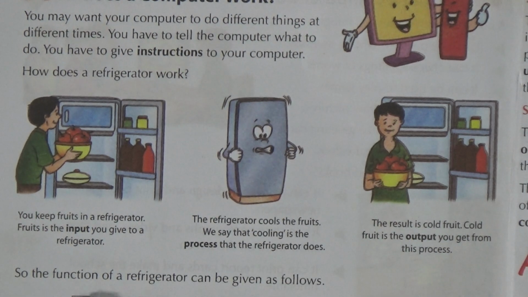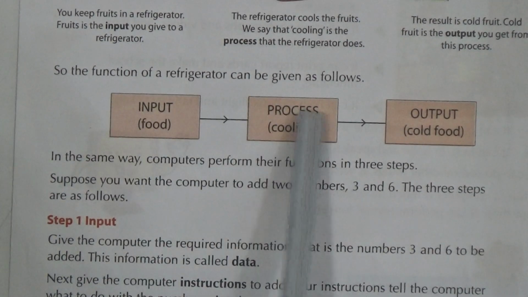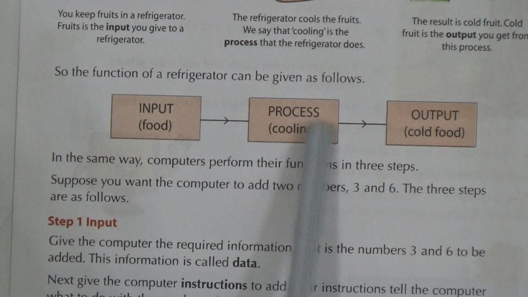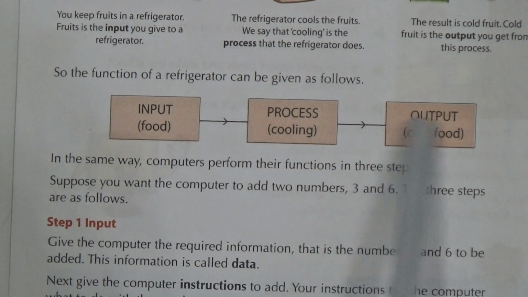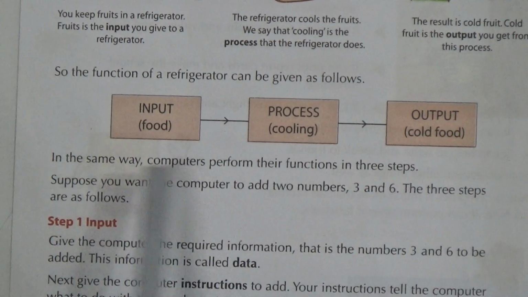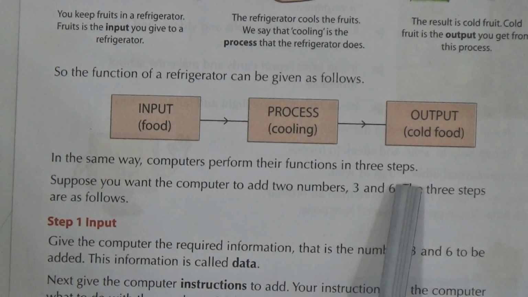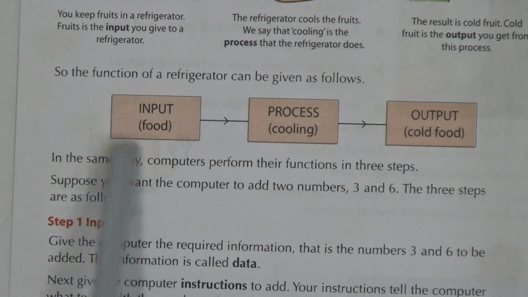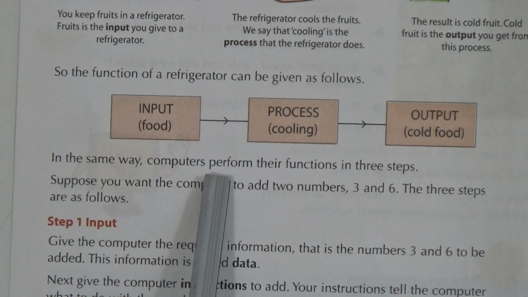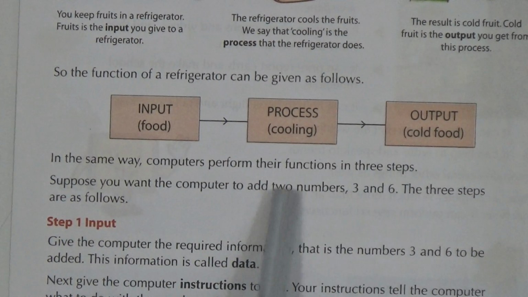So the function of a refrigerator can be given as follows. Input, process, output. Input is the food inside it, process is the cooling process, and the output is cold food that we get in the end. In the same way, computers perform their functions in 3 steps. A computer may be a different machine, but a computer also has a process of doing things. A computer also performs its functions in 3 steps like this.